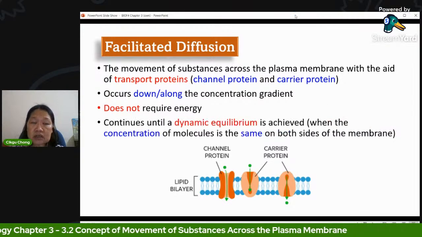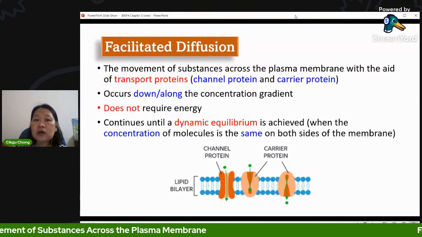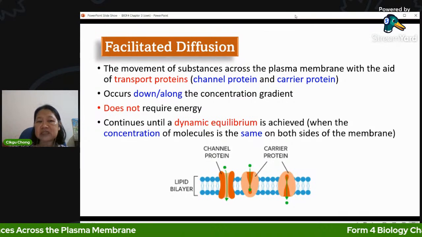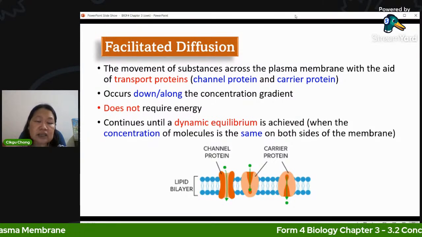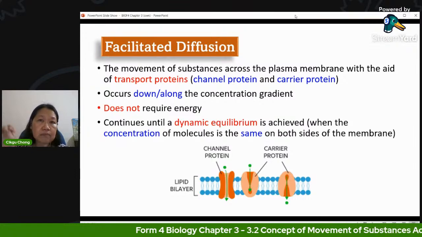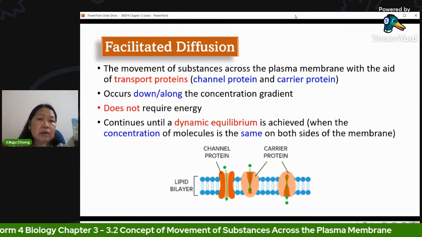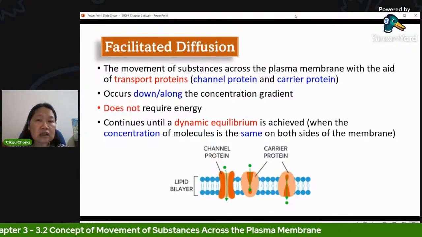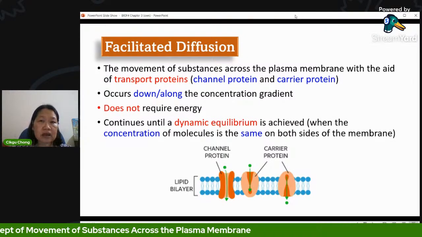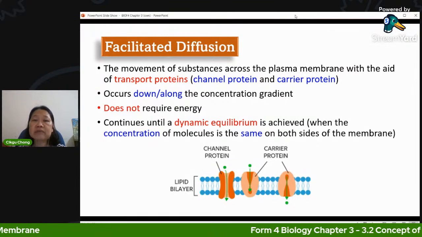And it will continue until a dynamic equilibrium is achieved. It means when both sides have the same concentration of molecules. That's what dynamic equilibrium means. Equilibrium means balance. Both sides will have the same number of molecules. Just now maybe it's 10 and 20 and 5, and then once it goes through, both sides will have equal amounts, then you have achieved dynamic equilibrium.